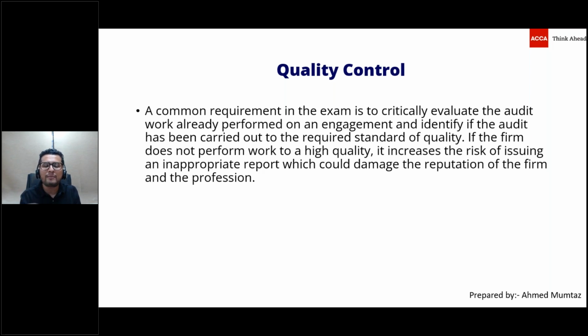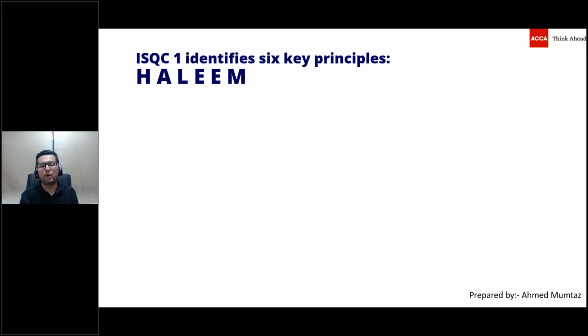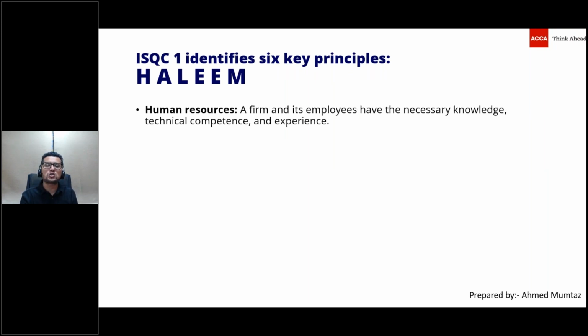If the audit firm has made numerous quality control based flaws, or there are loopholes, or there are shortcomings, as a result, the audit opinion could be compromised. The reputation of the audit firm would be at stake. So this is why quality control is so important.